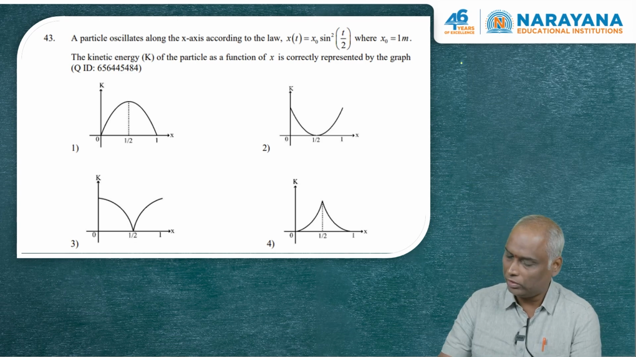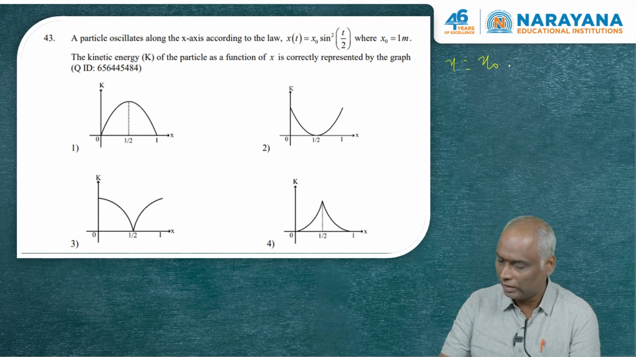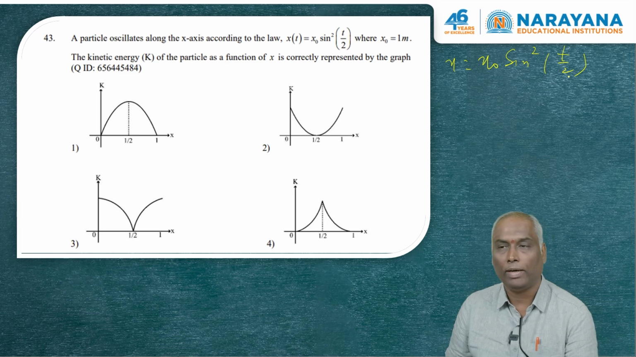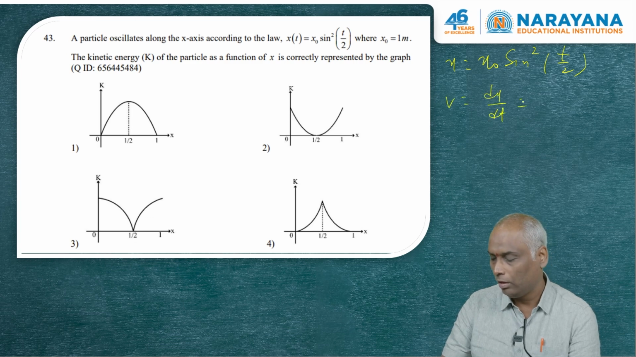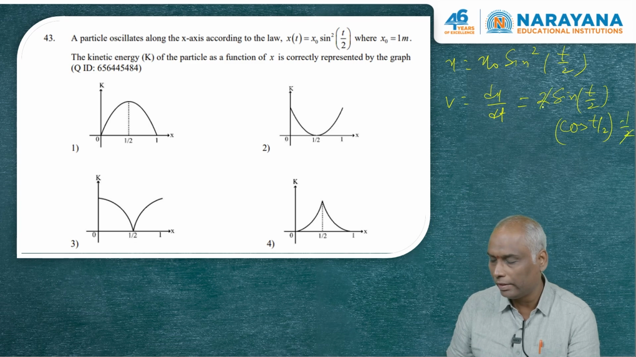Because the position is given by x equals x naught sine square of t divided by 2, the value of x naught is given as 1. To find the kinetic energy, we need to find the velocity. So v is equal to dx divided by dt. I am taking x naught equal to 1. When I differentiate this equation, we get 2 sine of t by 2 into cos of t by 2, multiplied with 1 by 2. So this 2 and 2 will get cancelled.